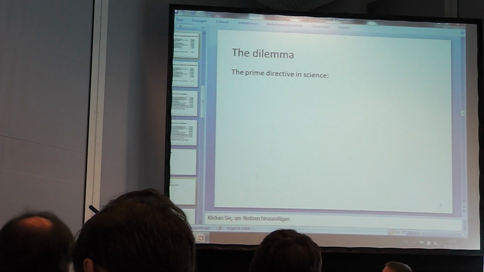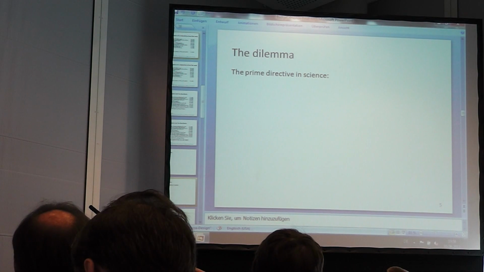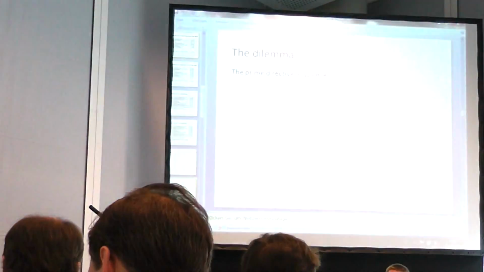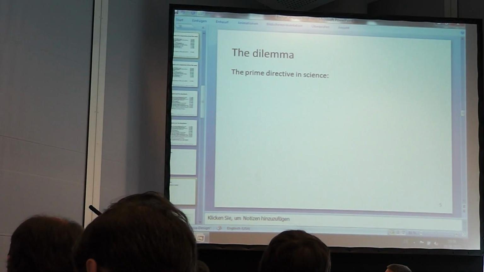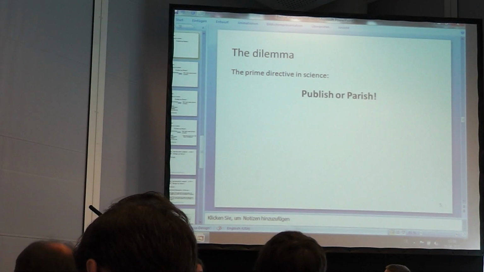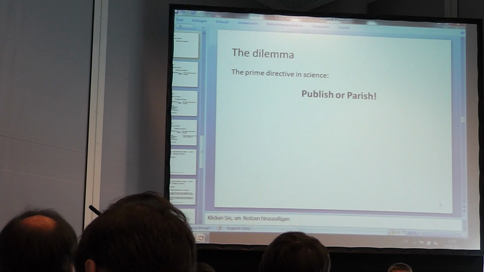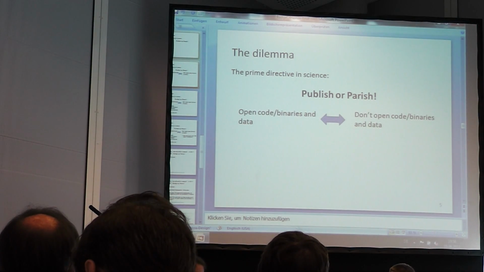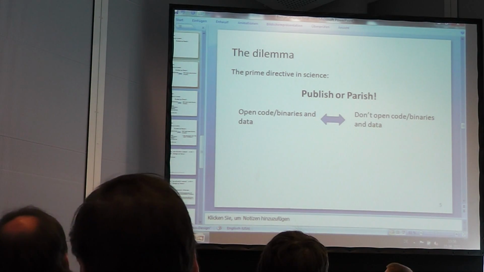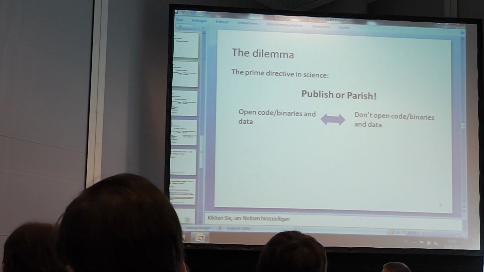What's the prime directive in science? We might think, yeah, well, we want to bring progress to society, or we want to be good scientists, or we want to observe things, or find things out, or this is why we became scientists. But when it actually comes to our daily work, I think the prime directive really is publish or perish. By publish, I mean papers. We need paper output and a high output. So you have the choice. You can open your code or binaries and data, or you cannot open your binaries and data.